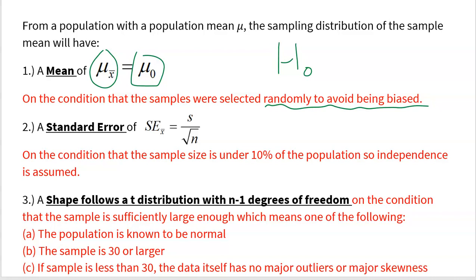Now, this is why we're actually going to end up using a t model instead of a normal model, because we have to use standard error here. We're going to replace sigma with s, the standard deviation from our sample.